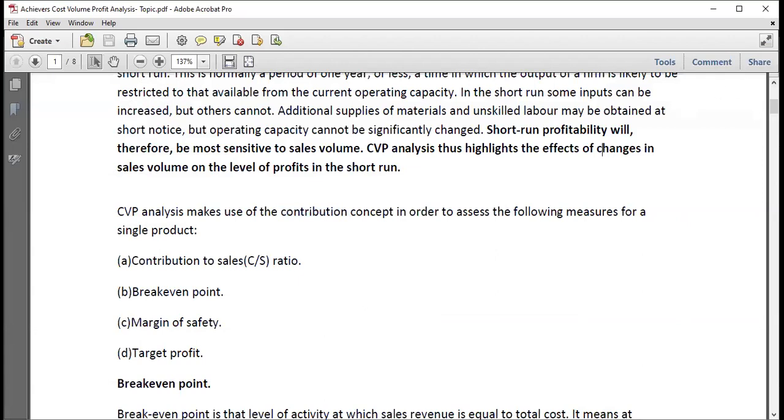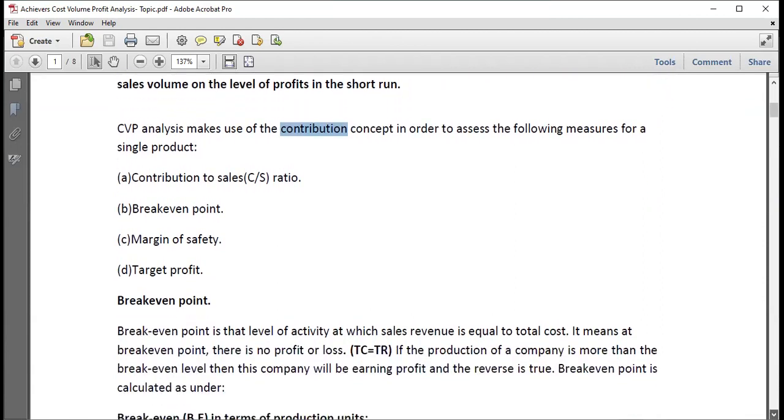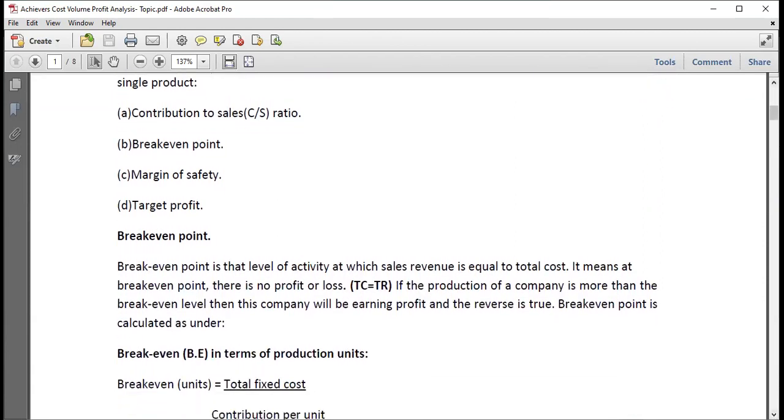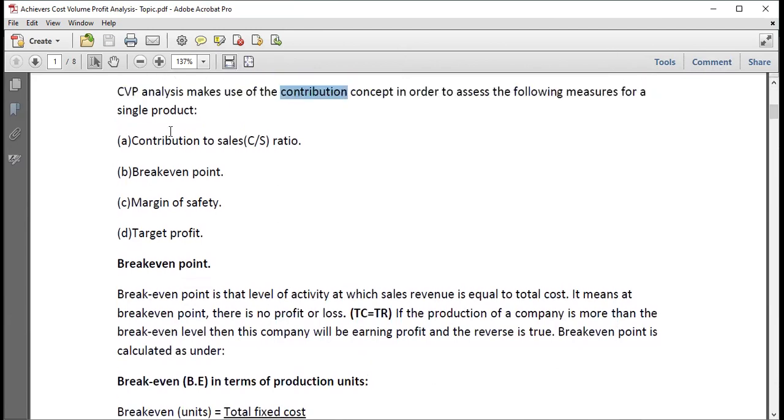So we are looking at CVP, and they are saying that CVP analysis makes use of the contribution concept. We've already said that contribution is basically your selling price less your variable cost per unit. That's your contribution per unit. Contribution is like profit, but while profit goes beyond the fixed costs, contribution only ends at the variable costs. So it's very important for us to have that in mind.